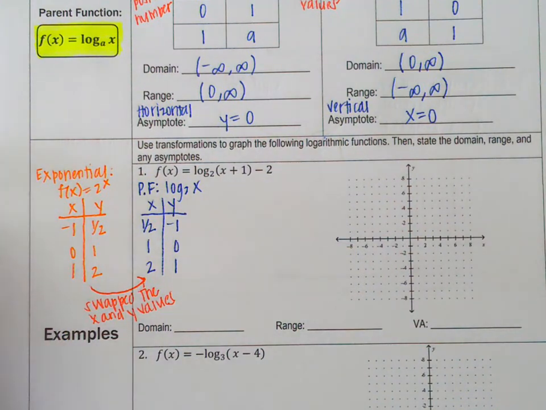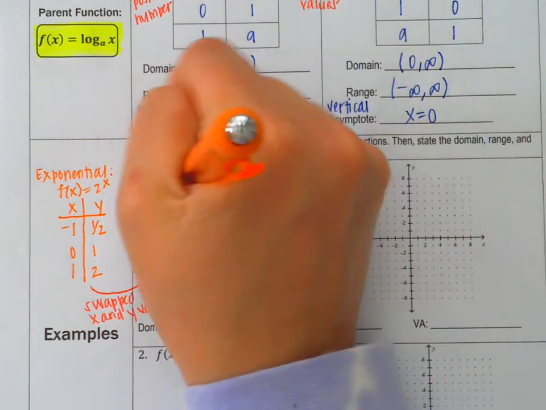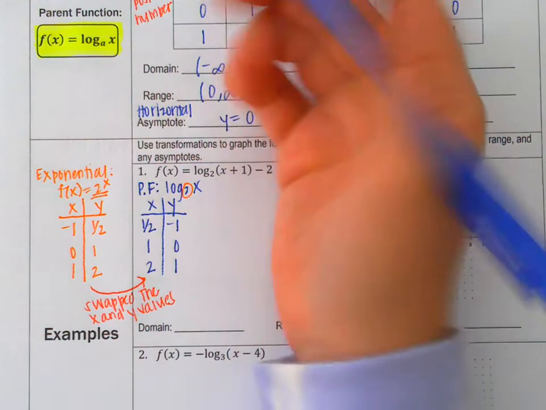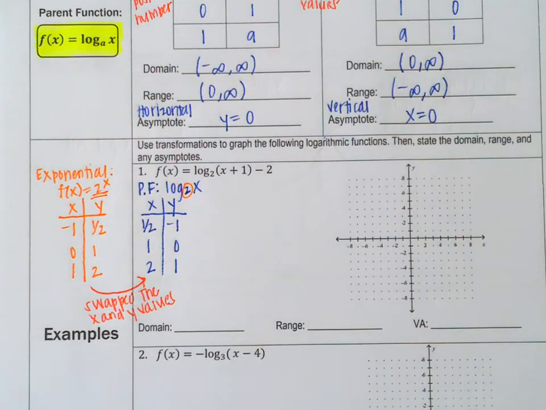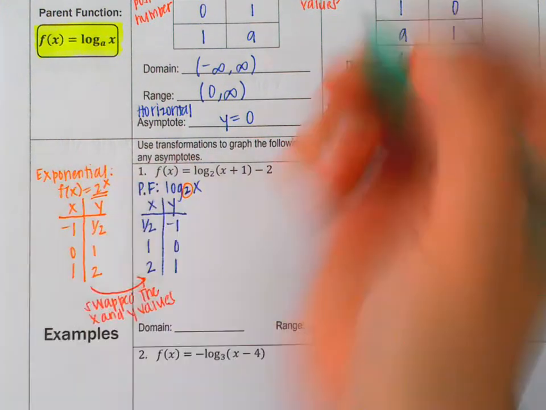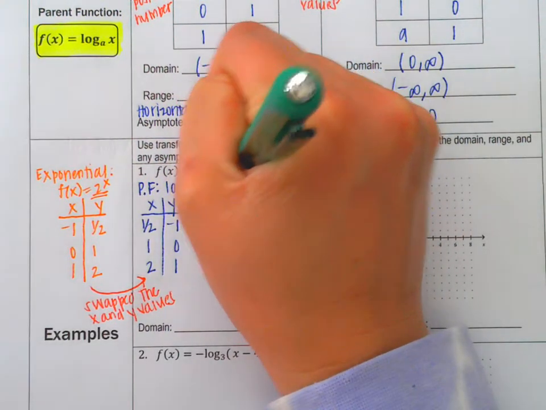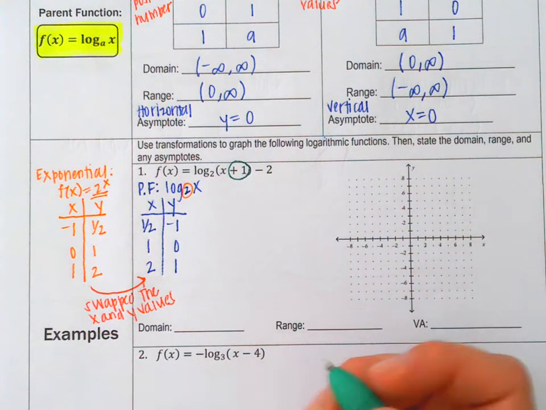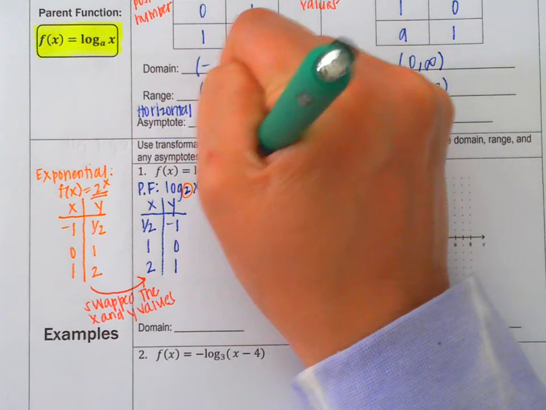Okay, so we are going to start with, and notice again, the base and the base are the same. And that doesn't look like a 2, but it sure is. Okay, so we're going to start with our transformations. Is that +1 within the function or is that outside the function? If you're saying that's within the function, you would be correct. And when it's within the function, is it a change to the x or is it a change to the y? It's a change to the x.